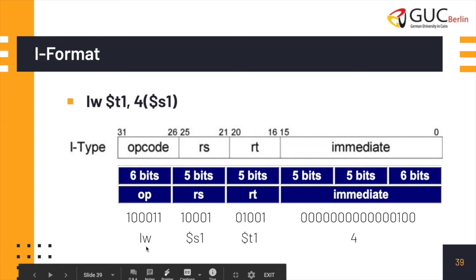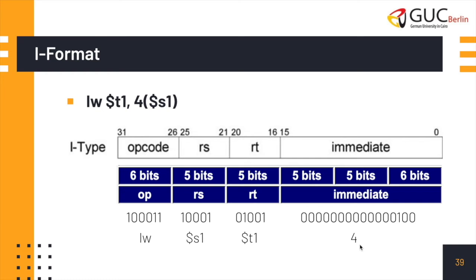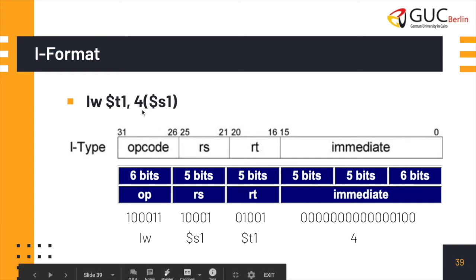100011 indicates I'm a load word. RS 10001 indicates I'm register S1. RT 01001 indicates I'm register T1. And finally, this value, 13 zeros, then 100, indicates my immediate or offset is 4. This value will be concatenated and will be the equivalent machine code or binary code to this assembly instruction.